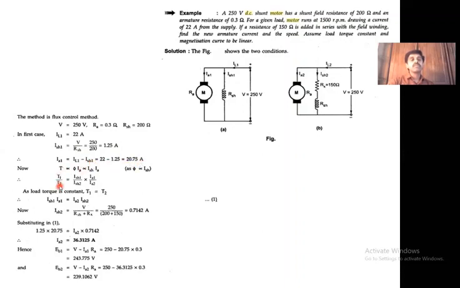By using this expression, T1 by T2 is equal to Ish1 by Ish2 into Ia1 by Ia2. Because the load torque is given as constant, you can calculate Ish2 as V by Rsh plus Rx. The applied voltage is V across this. So it is 0.7142 amperes from the given values. Substituting in equation 1, 1.25 into 20.75 is equal to Ia2 into 0.7142. From this, you can calculate Ia2.